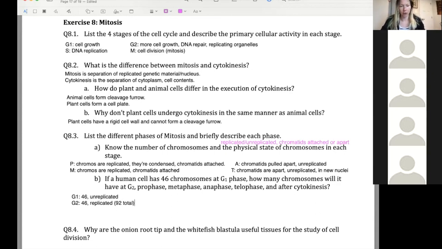And as we enter prophase, that's not going to change. So in prophase, we're going to continue on with that. We're going to have 46 replicated chromosomes. Just like we talked about up here, our chromatids are attached. And that would be the same in metaphase, right? Exactly. Yeah, 46, they're still replicated, still attached.